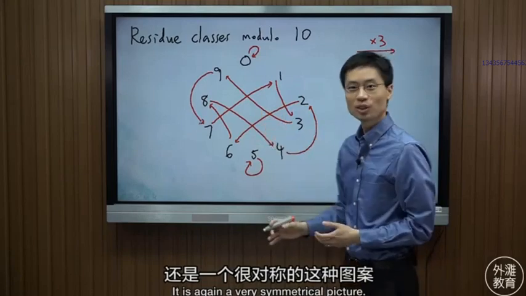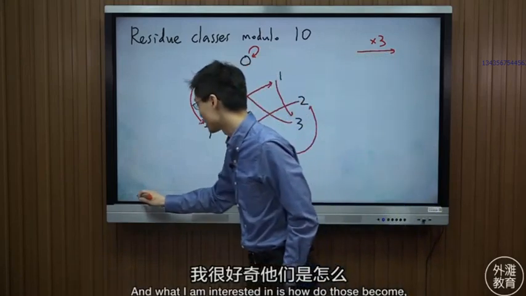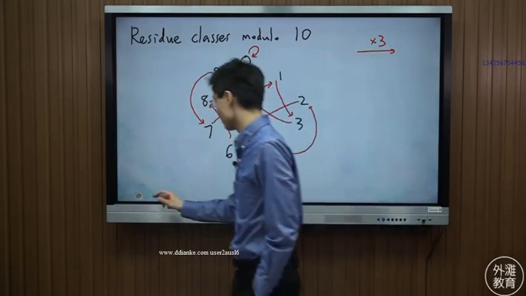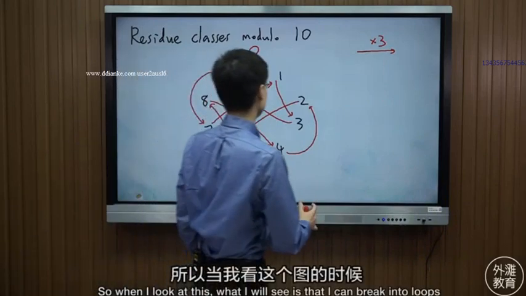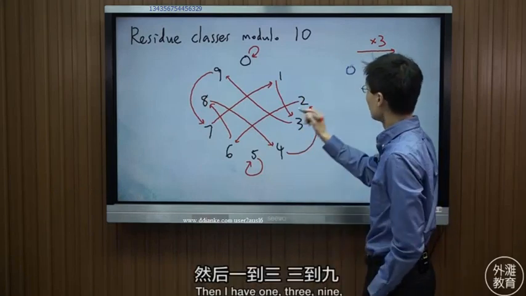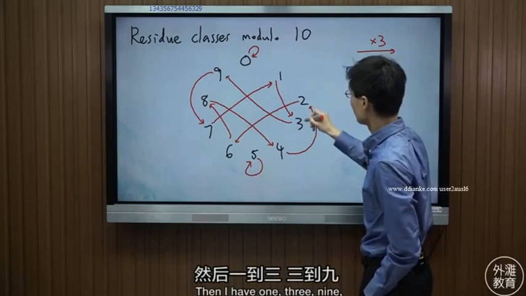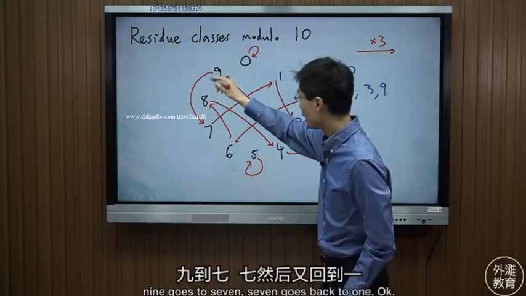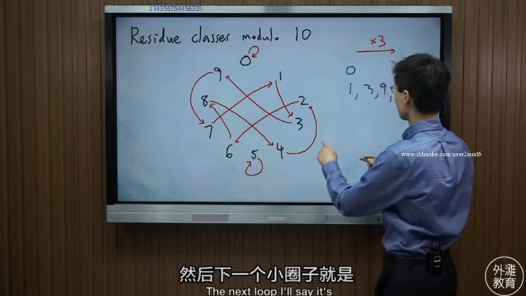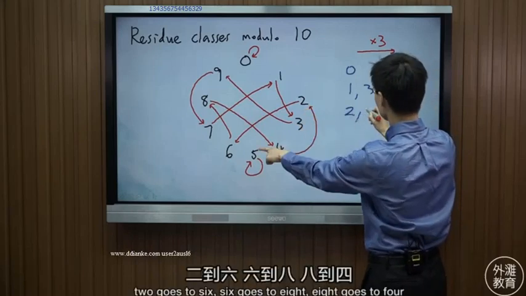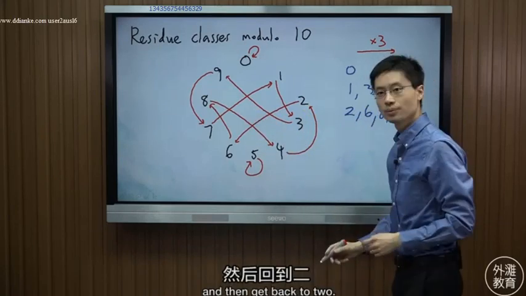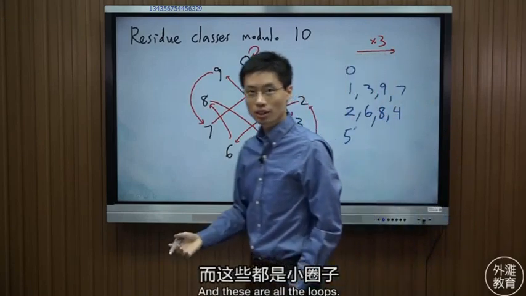It's again a very symmetrical picture. And what I'm interested in is how do those break into loops, if at all? So when I look at this, I can break into loops where 0 is alone. Then I have 1, 3, 9. 9 goes to 7. 7 goes back to 1. The next loop is 2, goes to 6. 6 goes to 8. 8 goes to 4, and then back to 2. And then there's a 5. And these are all the loops.